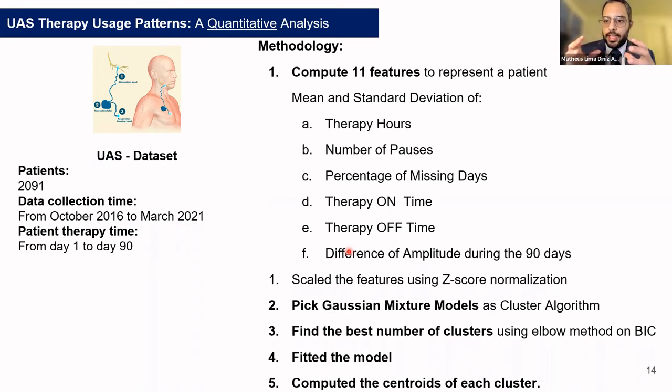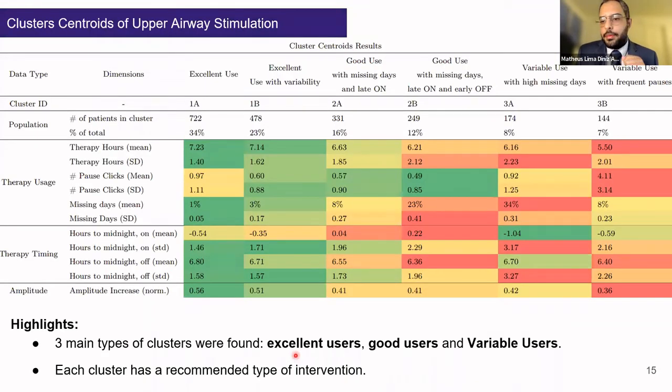So we extracted these features, we performed a z-score normalization, and then we picked a Gaussian mixture model as a cluster algorithm in which we tried different numbers of clusters, and we found that 6 would be the best number of clusters as the parameter for the Gaussian mixture model. And then we fitted the model, and we computed the centroids of each one of the 6 clusters. And the centroids of these clusters are the ones that I'm showing in this table. Each column here is one cluster, and each line here is the mean value of the feature in each cluster.